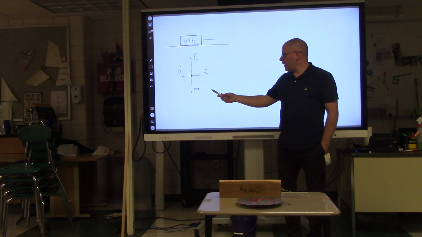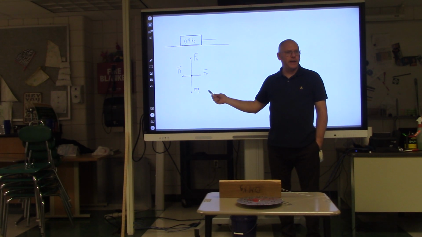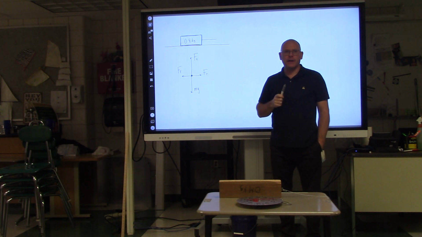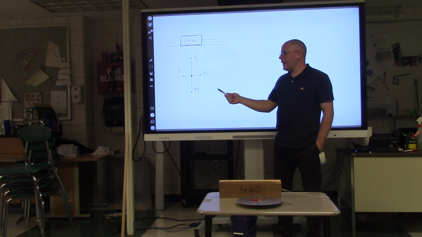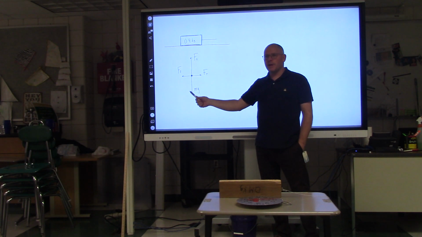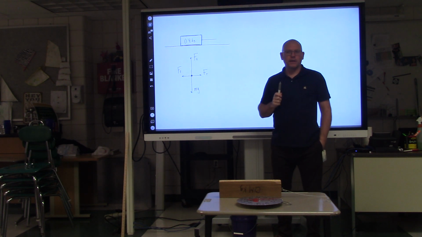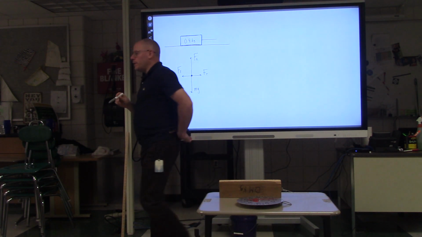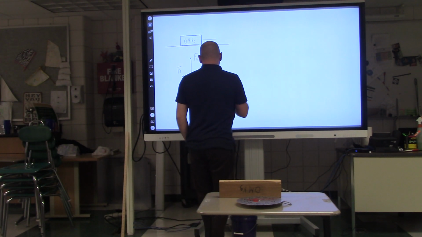So, M is the mass, and G is the gravitational field strength. It's the baby G value. So, if you want to calculate the gravitational force, the weight on an object, you need the mass and the gravitational field strength. Is that what we label it? Or do we label it... You can do it that way, or you can do it in F sub G.